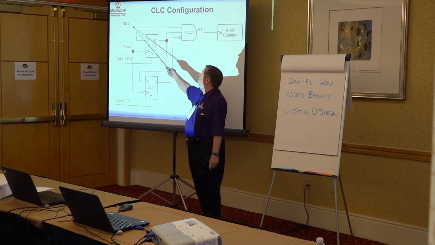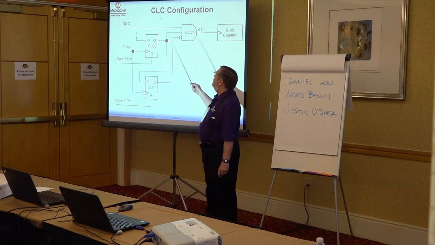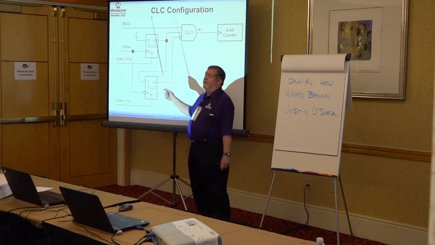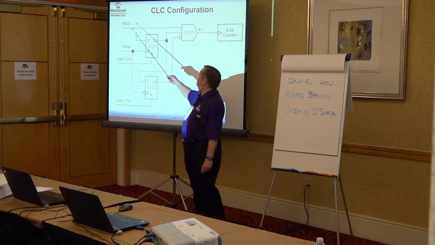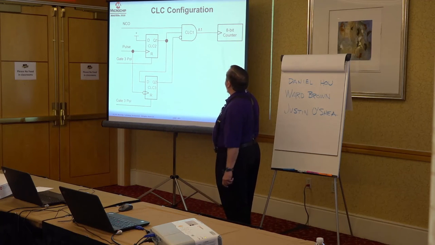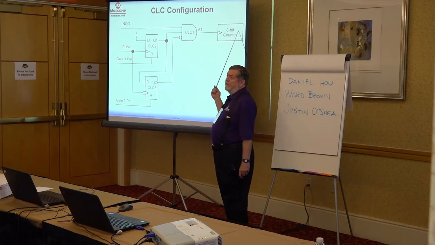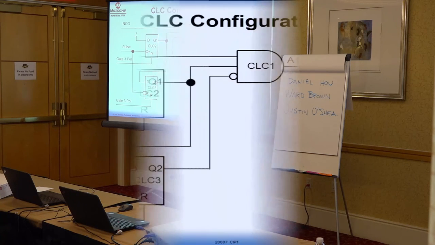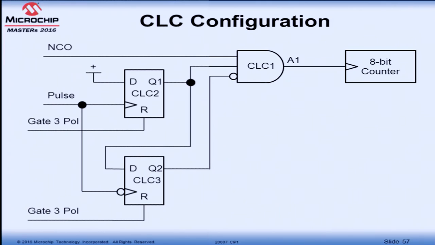Now, the numerically controlled oscillator is an advantage because I can set that to any frequency. It gives me linear control over frequency. So let's think about this. We've got an 8-bit counter. What's the maximum count I can have in an 8-bit counter? Somebody. 255, 0 to 255, which means I'm going to count somewhere between 0 and 255 with my 1 millisecond difference. So if I want 1 millisecond to be my maximum count, what does my NCO frequency have to be?